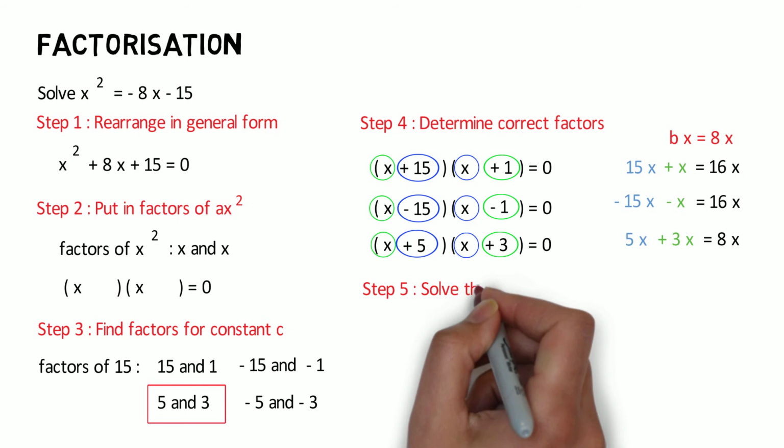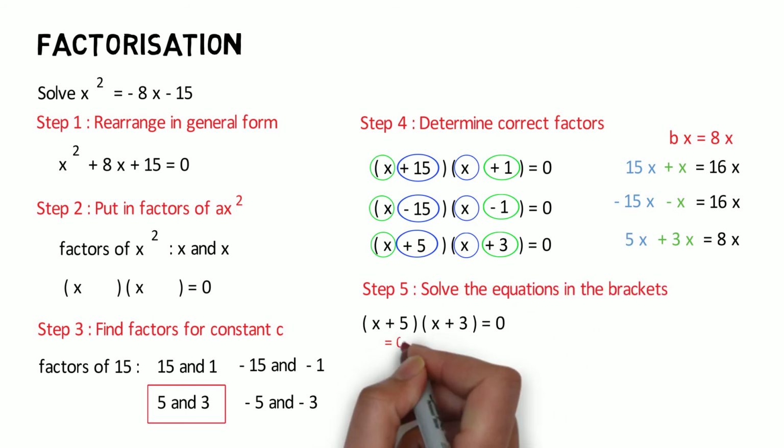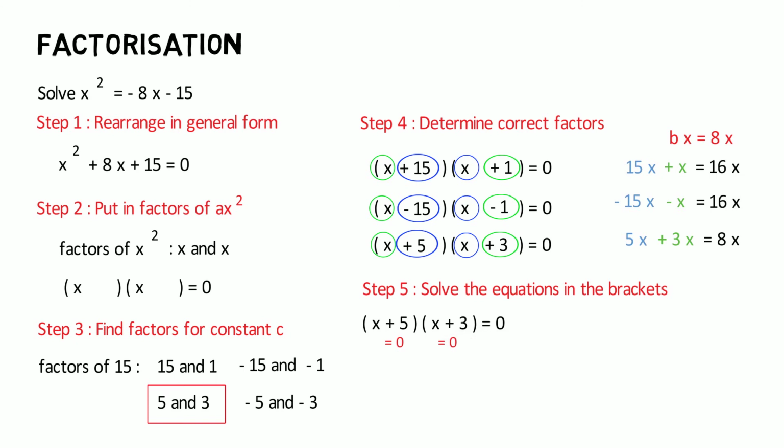The last step is to solve the equations in the brackets. We assume that both brackets have a value of 0, because anything that is multiplied by 0 will be 0. So let's start with the bracket on the left. So x plus 5 is equal to 0. That means x is equal to negative 5. Now to the bracket on the right. x plus 3 is equal to 0. So x is equal to negative 3.